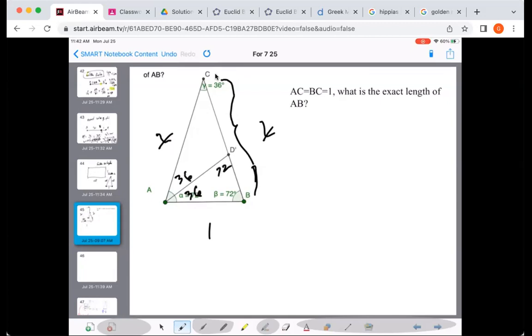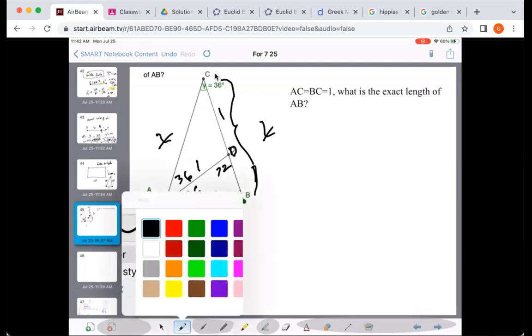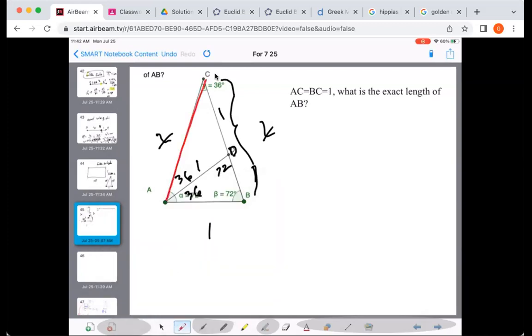this little guy, DBA, is an isosceles triangle. So the length of the angle bisector is 1 also, because that's an isosceles triangle. Now that I have AD as 1, CD is also 1 because this is an isosceles triangle also. 36, 36. So I'll make this other one green.